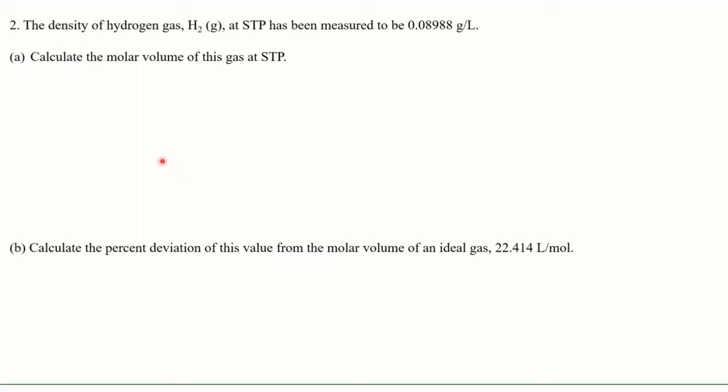Okay, let's move on to question number 2. Question number 2 says, the density of hydrogen gas, H2 gas, at STP has been measured to be 0.08988 grams per liter. The first part of the question asks to calculate the molar volume of this gas at STP. We are given the chemical formula for hydrogen gas. It's a diatomic molecule, so it has 2 atoms of hydrogen, and we are given the density at STP, which is 0.08988 grams per liter.